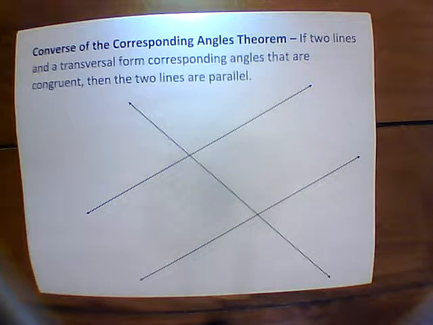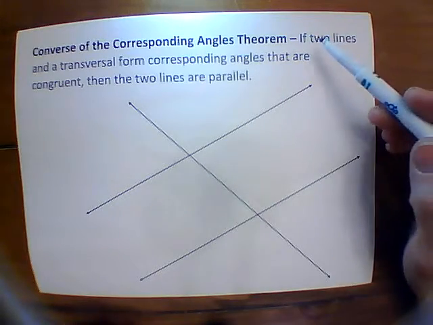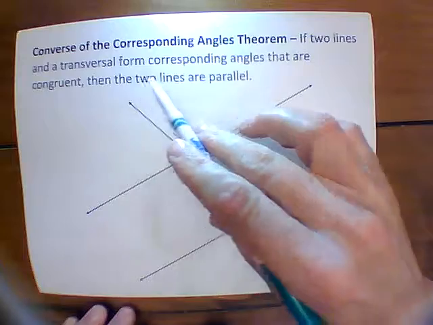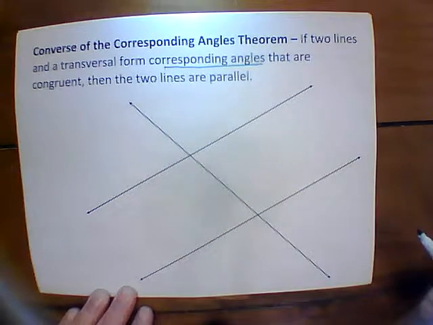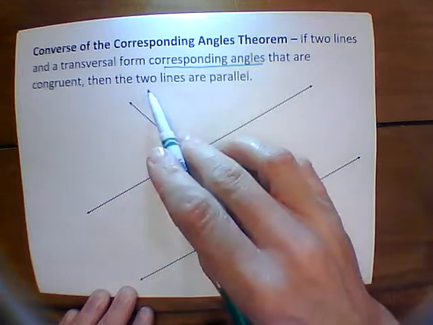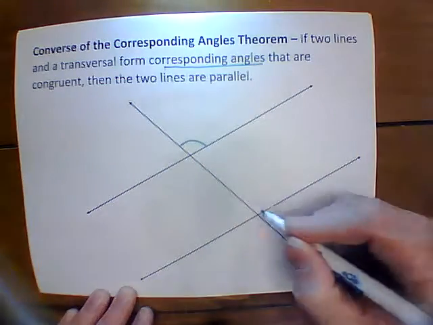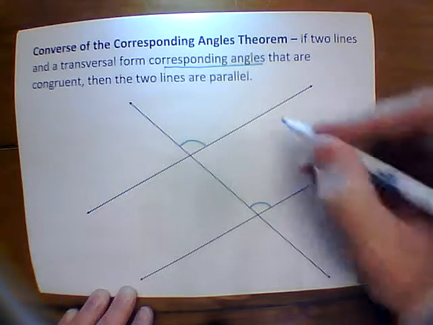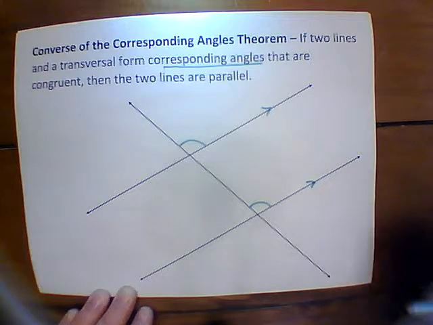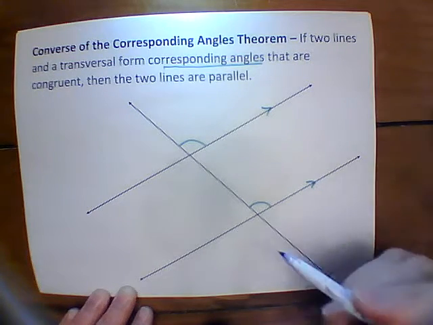The next converse we're going to look at is the converse of corresponding angles. So if you remember, corresponding angles are angles in the same location. The converse of the corresponding angle theorem tells us if two lines and a transversal form corresponding angles that are congruent, then the two lines are parallel. Once again, our conclusion is the two lines are parallel. So if I could somehow show that this angle is congruent to that angle, then I will have, in fact, proved those two lines are parallel by the converse of the corresponding angles theorem.